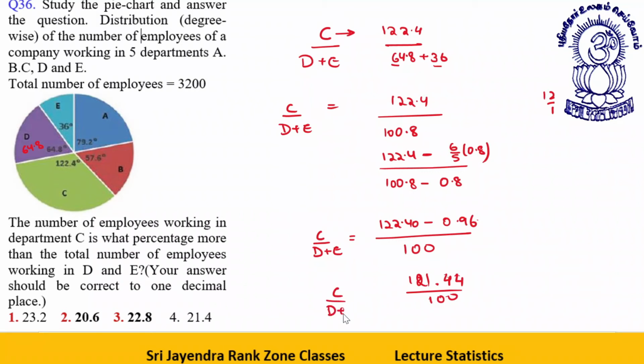This is C upon D plus E. So this is how much extra? This is 21.44% extra. Oh my god. They asked in one decimal and we have found it in two decimal. Okay, no problem. So this is 21.4% extra. That is option 4. Am I very clear to all of you, dear students? Okay. Let's take the next one.